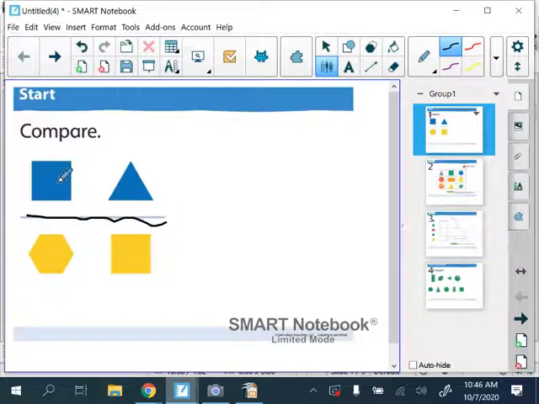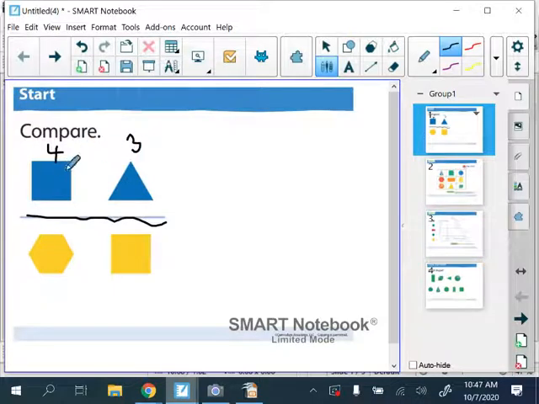We have a square and a triangle. So, boys and girls, how many sides does the square have? Our square has 4 sides. How many sides does the triangle have? The triangle has 3 sides.